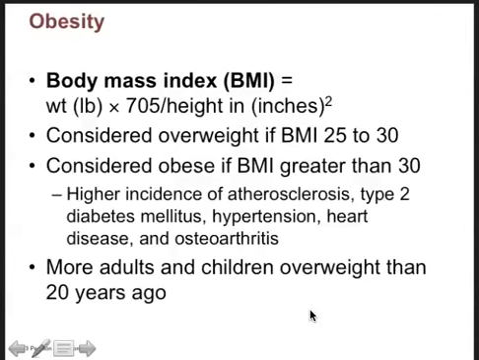Now, we have to be careful about this measurement, body mass index, because it's simply the weight of your body divided by your height, right? And what we have to think about here is that the weight in this body mass index is considered to be bad weight if it's adipose tissue.